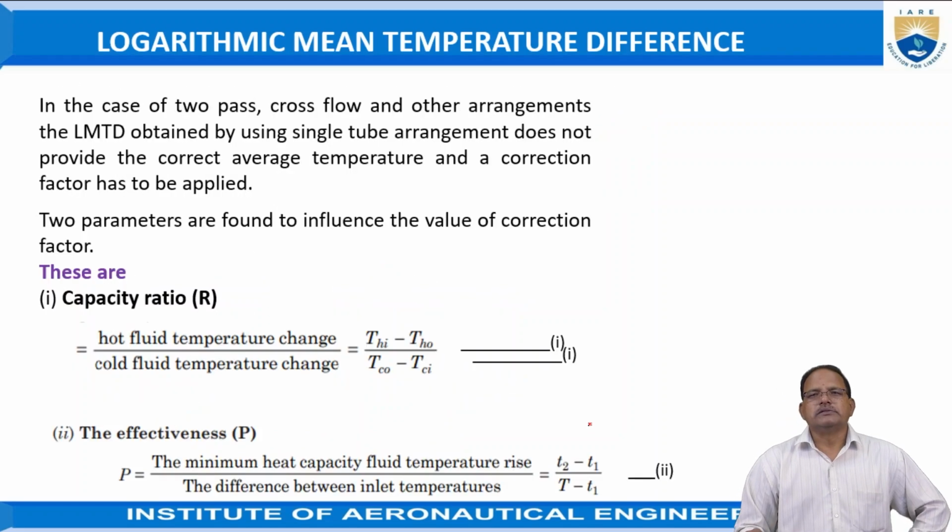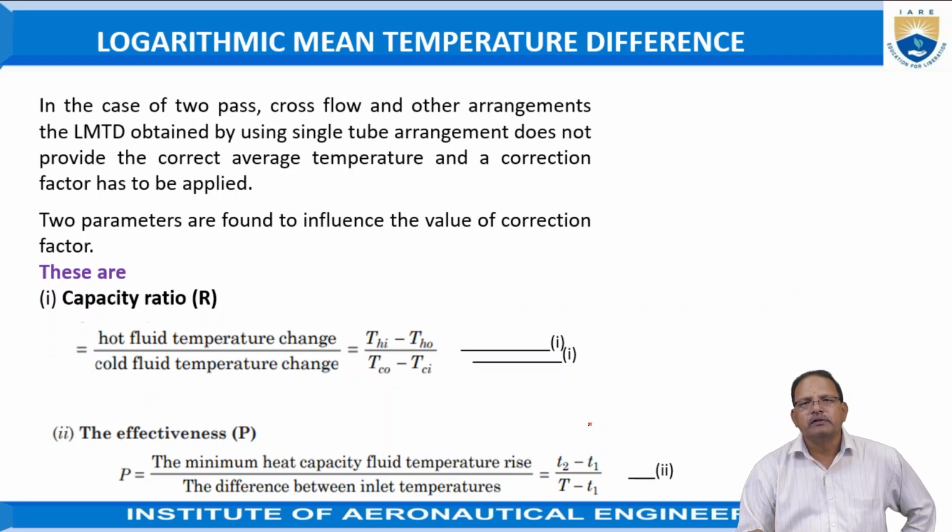In the case of two passes, that is one side and two sides, or cross flow as well as other arrangements, the LMTD obtained by using the single tube arrangement does not provide the correct average temperature, and a correction factor has to be implemented. Two parameters are generally found to influence the value of the correction factor. One is called the capacity ratio and the second is called the effectiveness.